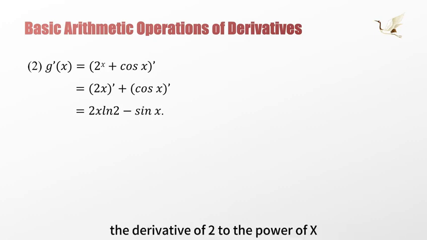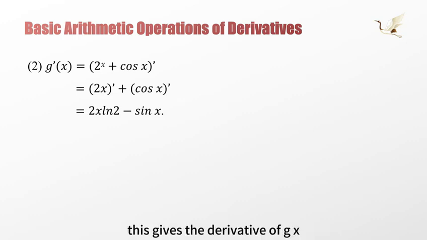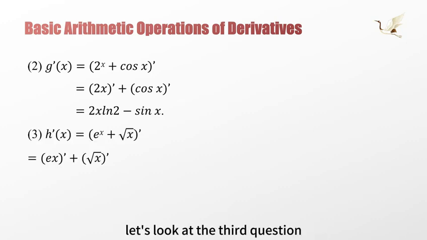Among them, the derivative of 2 to the power of x is 2 to the power of x times ln 2. The derivative of cosine x is negative sine x. This gives the derivative of g(x): 2 to the power of x multiplied by ln 2 minus sine x. Let's look at the third question.